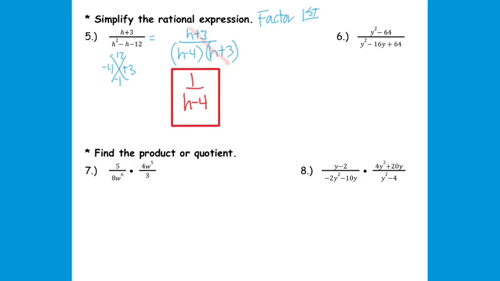Number 6, I see the top is a difference of two squares.